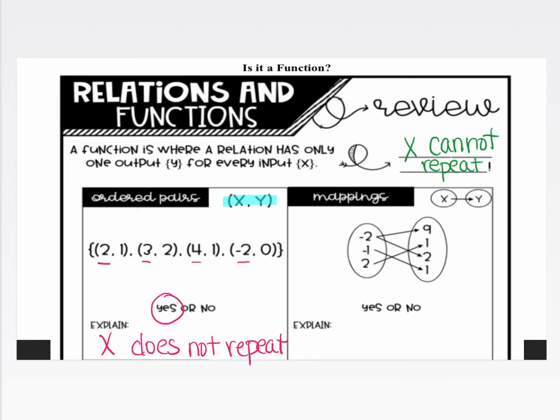Let's move along to mappings. Now, mappings go in the format from x to y, from our domain to our range, from our input to our output. Here we want to look, are there any values that are mapped to two different outputs, the same input that maps to two different outputs. If we look here, we see that -2 maps to 9, but -2 also maps to +2. If we were to convert this to ordered pairs, this could be rewritten as (-2, 9) and (-2, +2). So this is not a function because our -2 repeats.